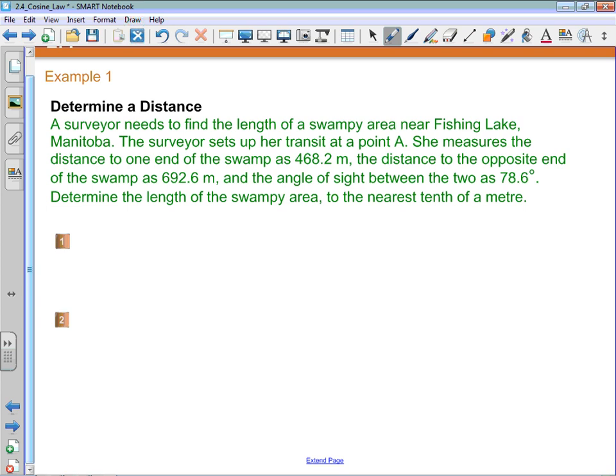So to make it simple, I'm going to make a triangle. And I'm not making a scale diagram, so the lines might not be perfect, or the angles might not be right, who knows, and that's okay. So it says the surveyor needs to find the length of a swampy area near Fishing Lake, Manitoba. She sets up her transit at point A. Well, we read left to right, so we'll make that point A.